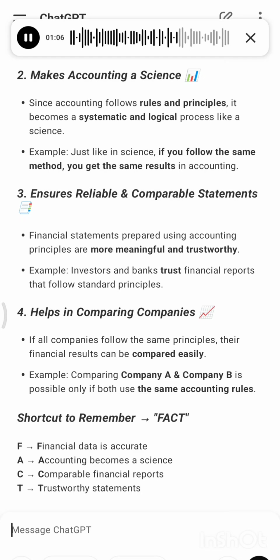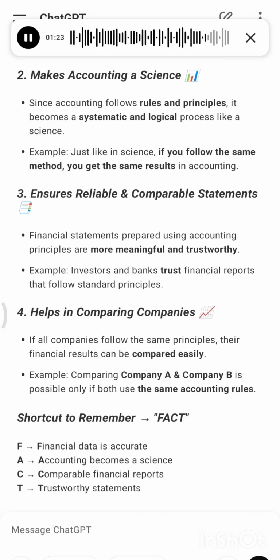4. Helps in comparing companies. If all companies follow the same principles, their financial results can be compared easily. Example: comparing Company A and Company B is possible only if both use the same accounting rules. Shortcut to remember: FACT.